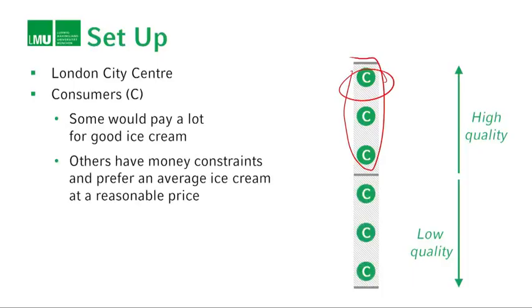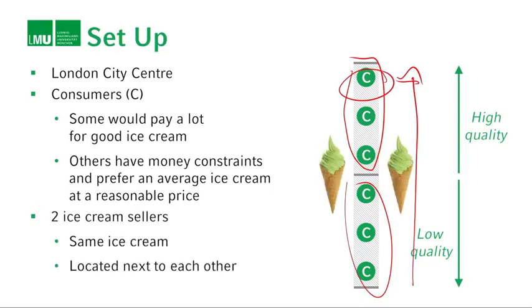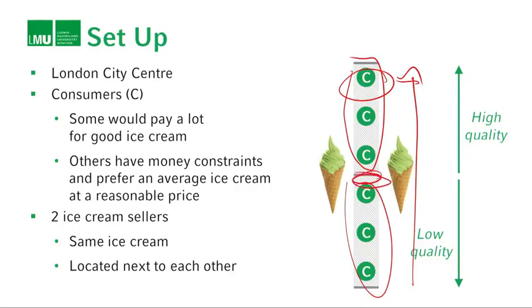Some are constrained either by money, or they just don't want to spend as much money on ice cream, so they would prefer an average ice cream at a more reasonable price. So these would be down here. In other words, this line here indicates the willingness to pay for high quality. And again, we've got two sellers of ice cream that are selling the same ice cream and that are located next to each other. Okay, so in essence, it's the same story as before, but we have slightly different strategic variables.